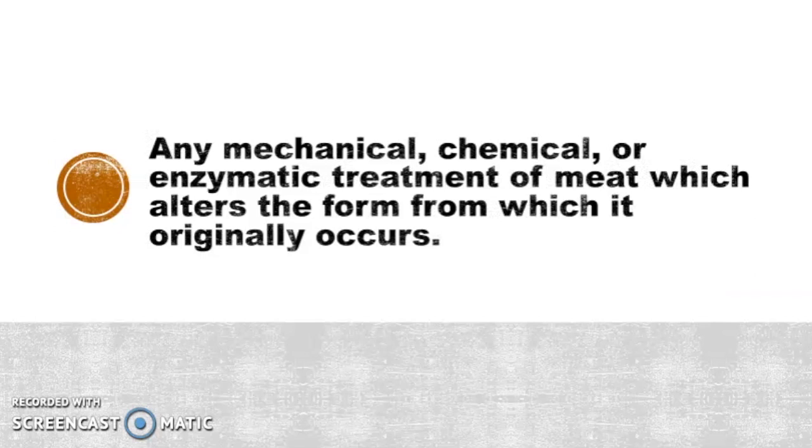Meat processing is defined as any mechanical, chemical, or enzymatic treatment of meat which alters the form in which it originally occurs. The properties of fresh meat can be modified by use of one or more procedures, such as grinding or chopping, addition of seasoning or spices, alteration of color, or heat treatment.